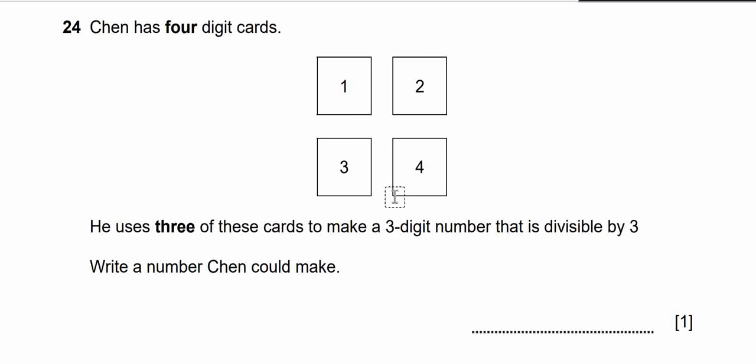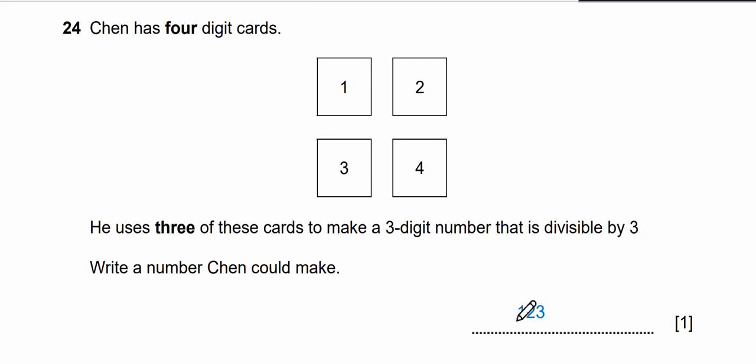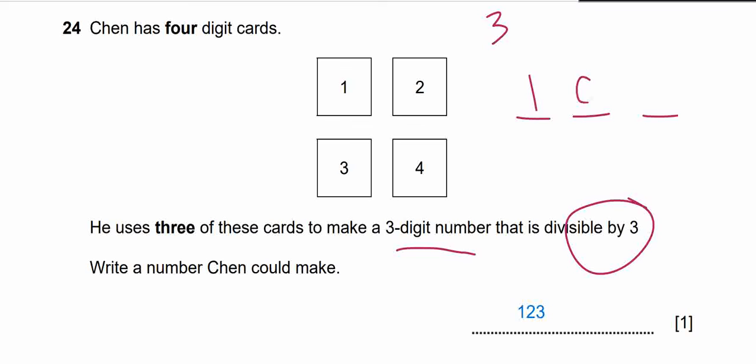Alright, let's check out the answer, guys. If you have not finished, you may pause this video. So we got the answer, 123. So how do we get that? It's a 3-digit number, 1, 2, 3. Divisible by 3 means we need a multiple of 3 that is greater than the lowest 3-digit number, which is 100. So 3 times 33 is 99.